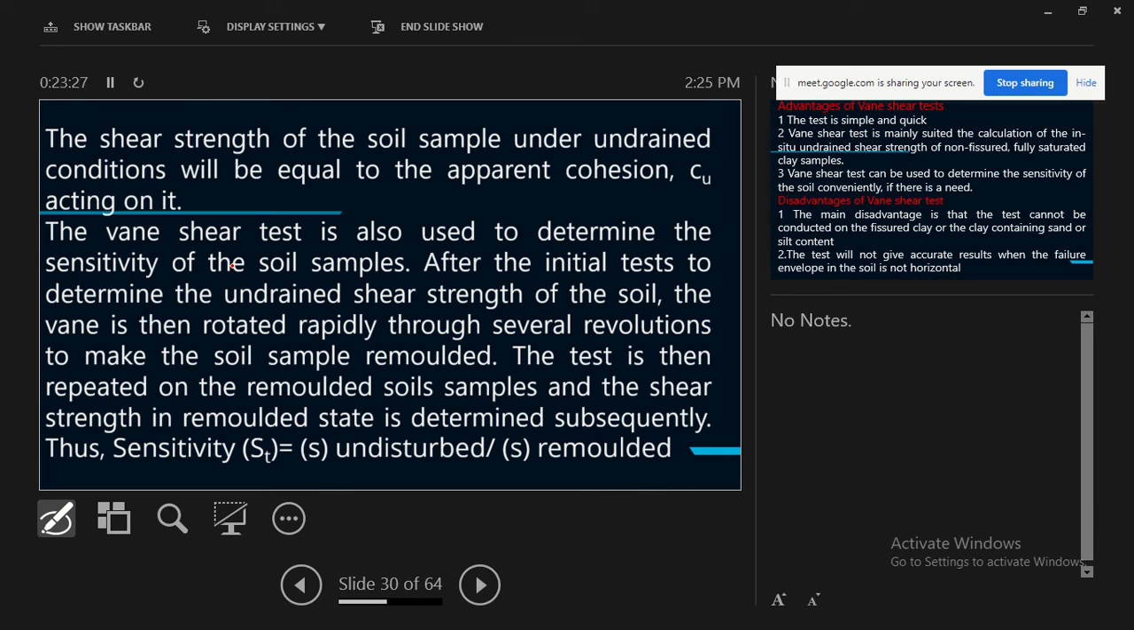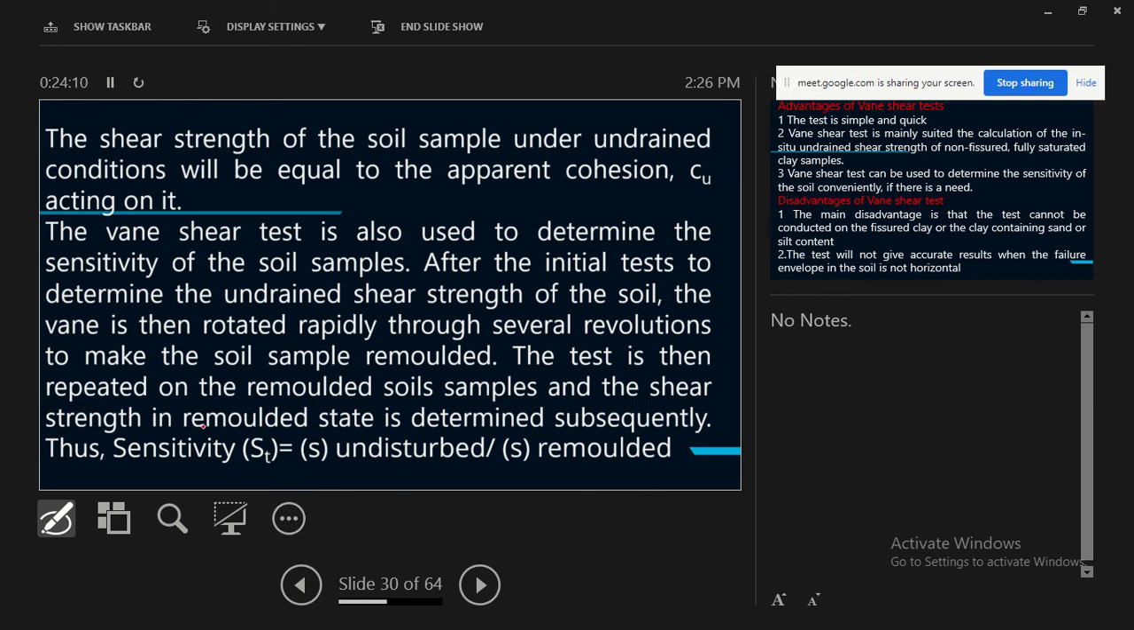Now the vane shear test is also used to determine the sensitivity of samples. Sensitivity we will describe later, but I told you some clays are very sensitive. By applying a load, that induces for example a chemical reaction with water, and then the shear strength changes rapidly. So when you are rotating the vane shear inside when doing the test, that can be assumed to be the remolded shear strength, right?